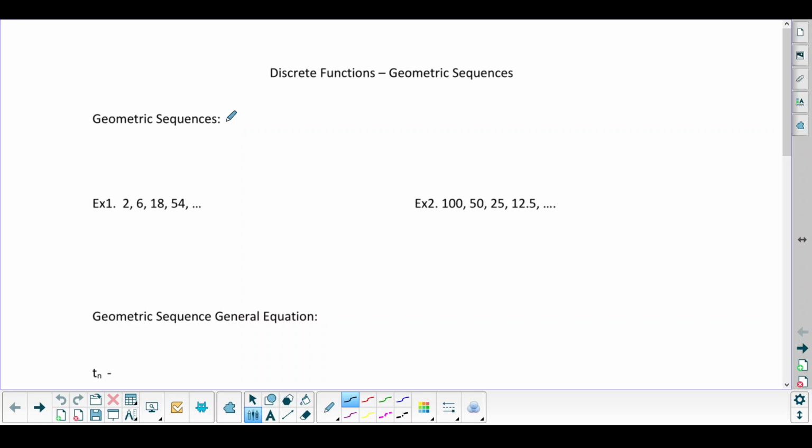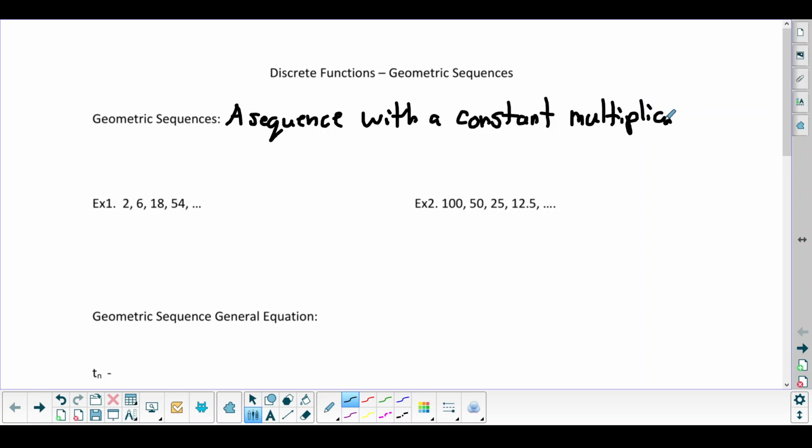All right, so we're going to be looking at geometric sequences today. And a geometric sequence is a sequence with a constant multiplicative ratio between terms. So what does that mean?